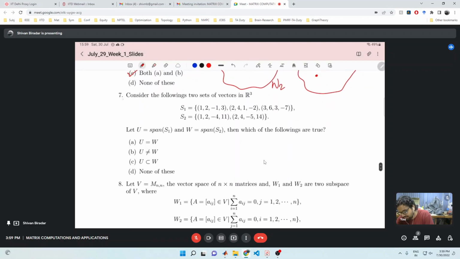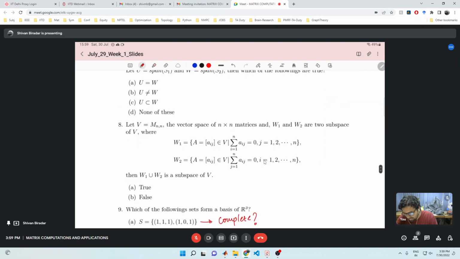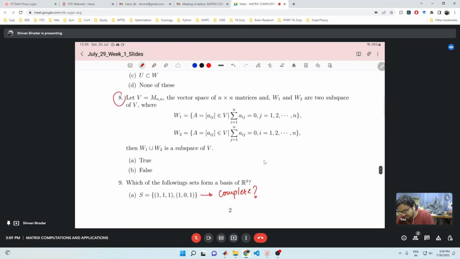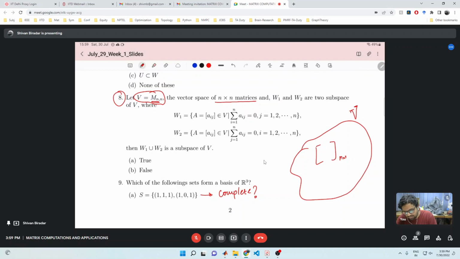I think this should be an easy problem. You can solve this. So now this is an important problem. Let us consider a vector space M_n, and this vector space is the set of all n cross n matrices. So I have a vector space V, which has all square matrices, n cross n matrices.